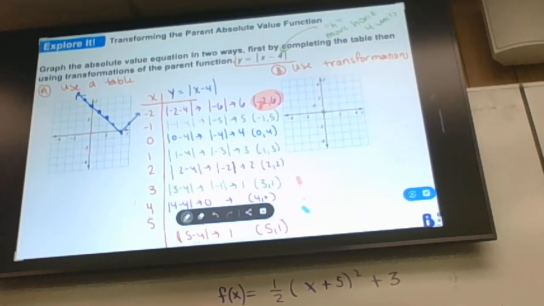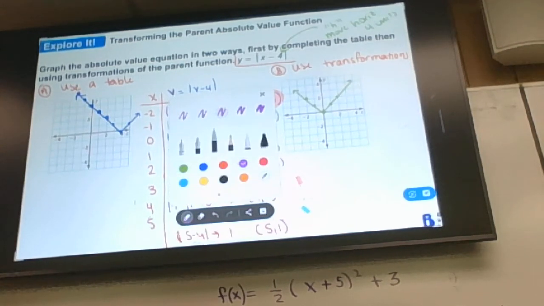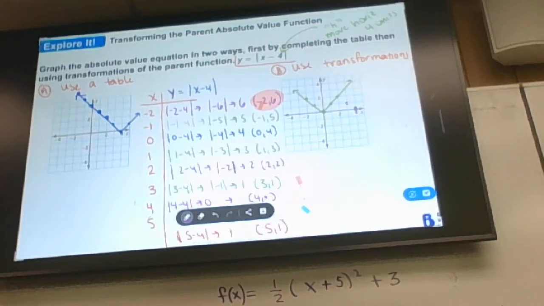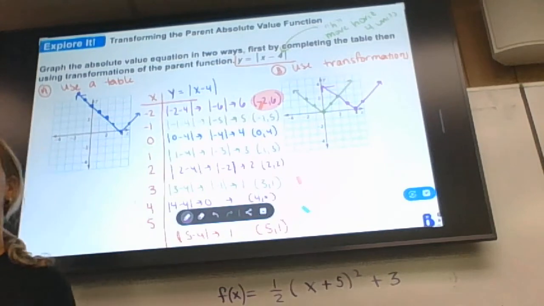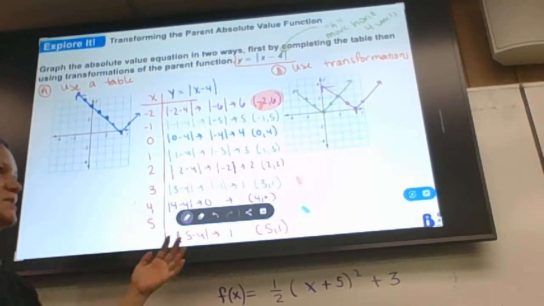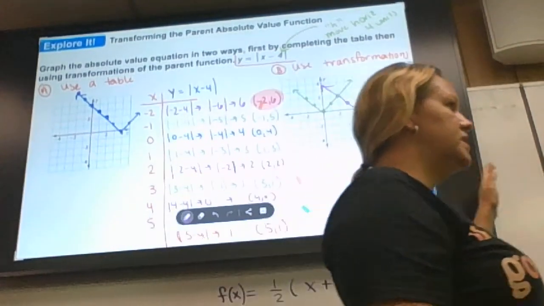So I could use, this is the parent. I'm going to transfer that right 4 units. And there it is. So guys, which way's better? The table method or understanding transformations? Understanding transformations, man, that was so quick and efficient.